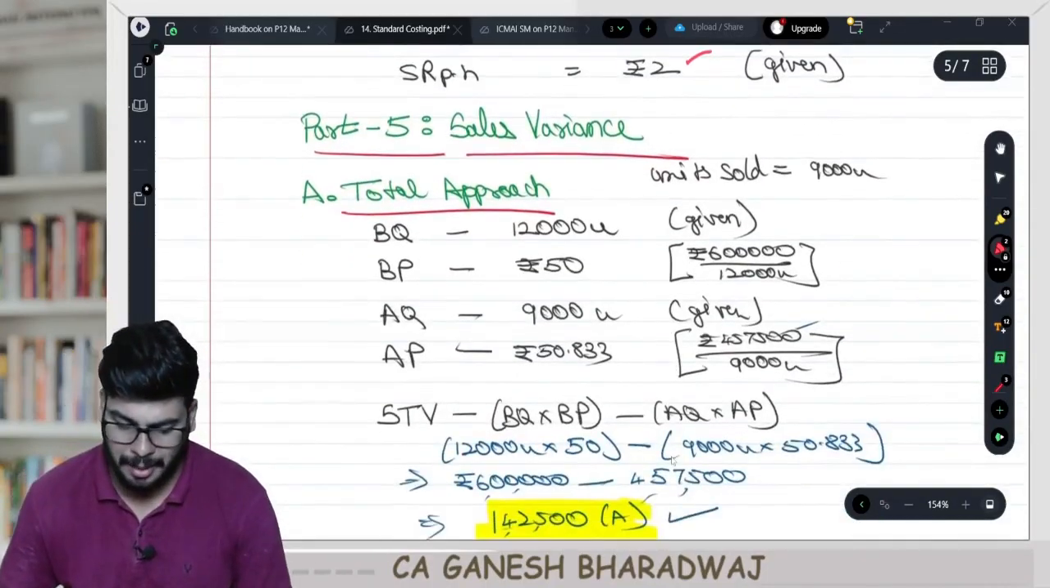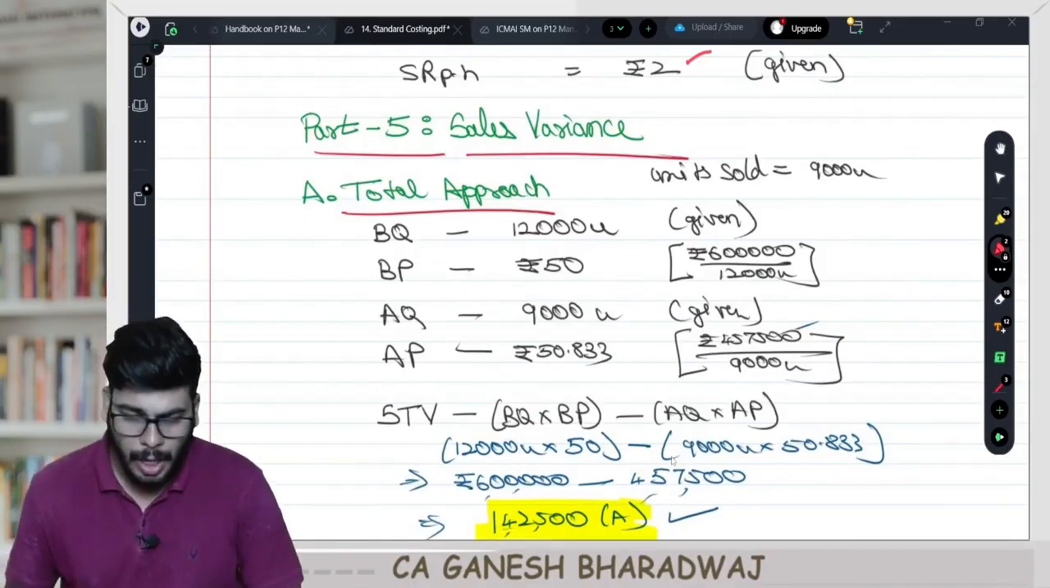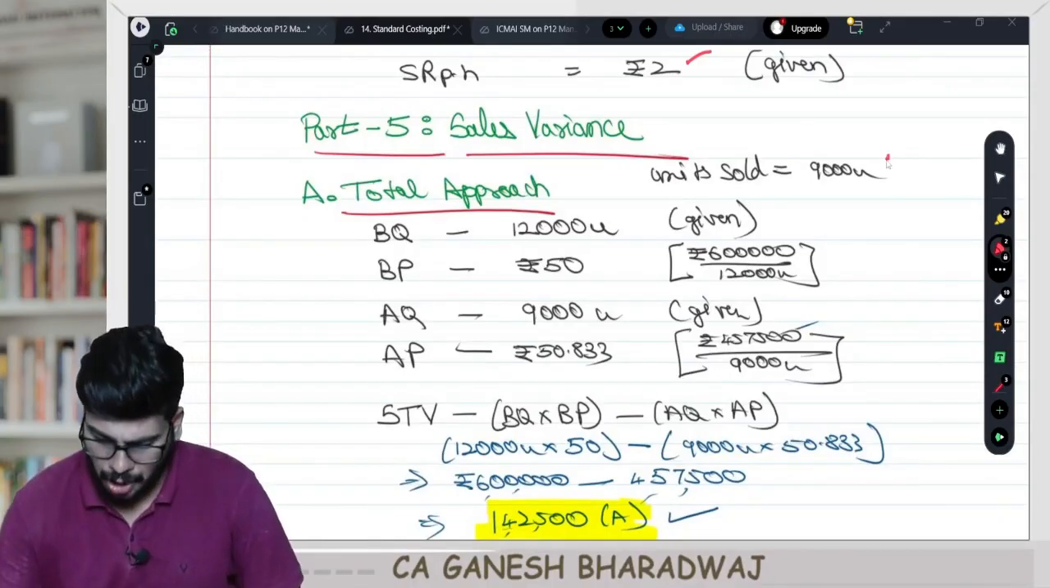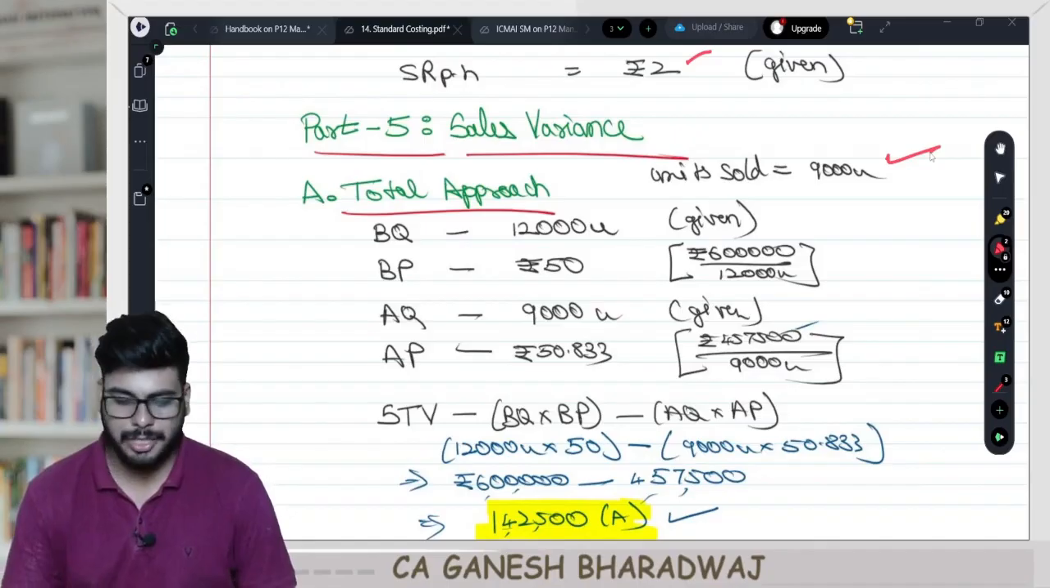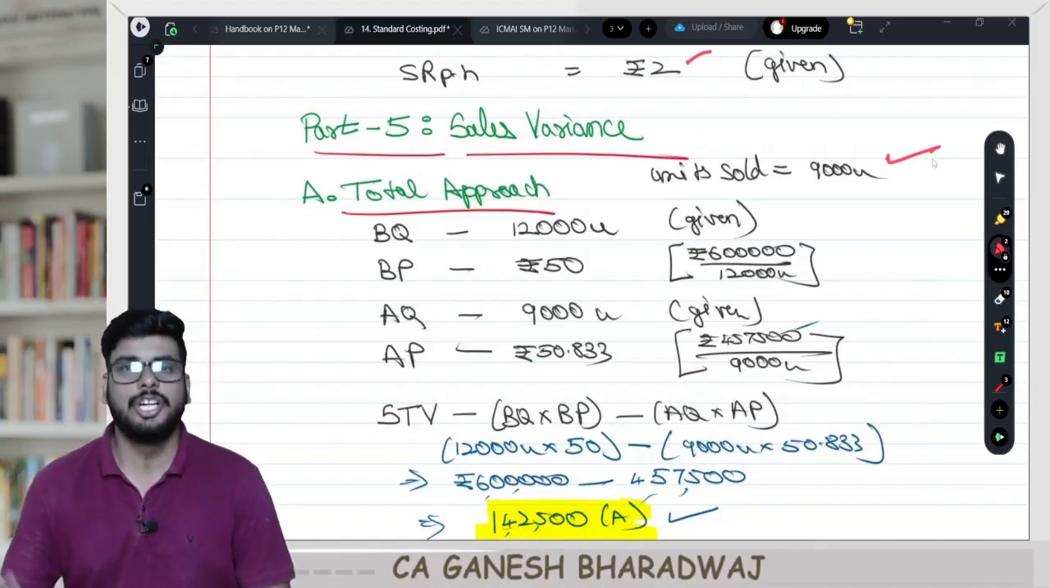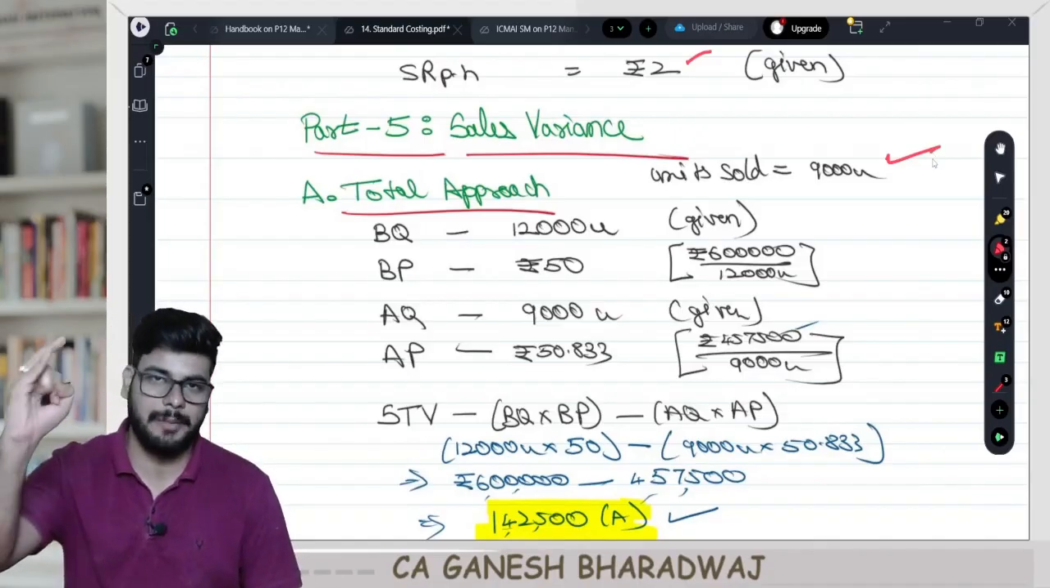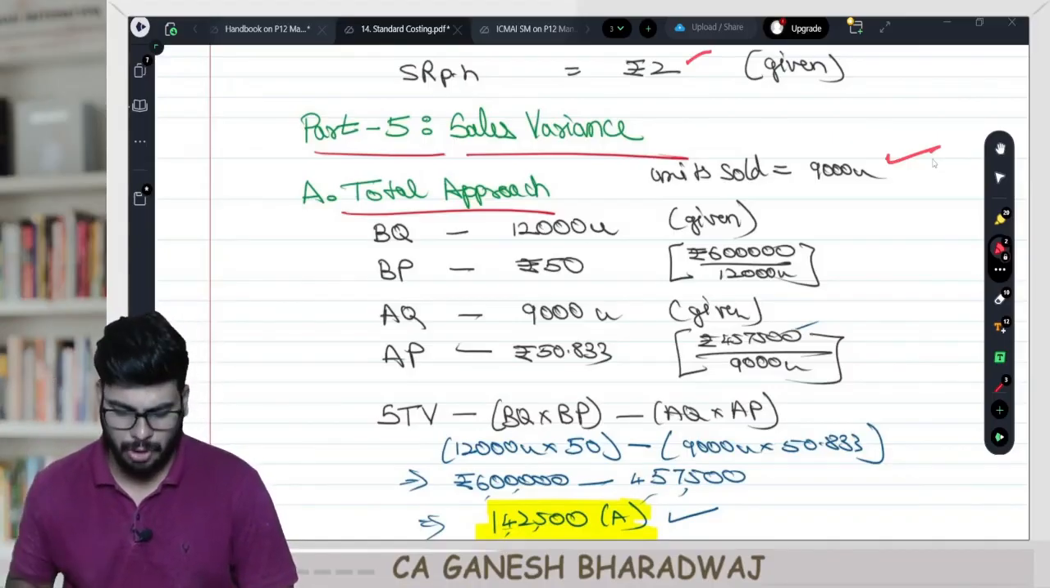Now, let's move on to the next part, which is sales variances. Now, guys, sales variance is fairly simple. So, how many units were sold here? So, 9,000 units. So, first, let's do it under the total approach. Now, what are the four figures you need? Budgeted quantity, budgeted price, actual quantity, actual price. Now, we know all these figures.